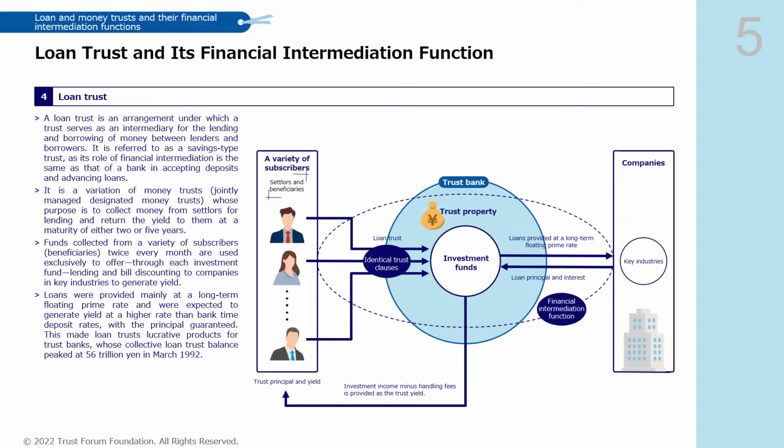However, the low interest rate policy implemented by the Bank of Japan in the 1990s dampened the corporate demand for long-term borrowing at a long-term floating prime rate. This made it difficult for trust banks to keep investment returns high on their loan trust products, which in turn made loan trusts less attractive savings products to potential investors.